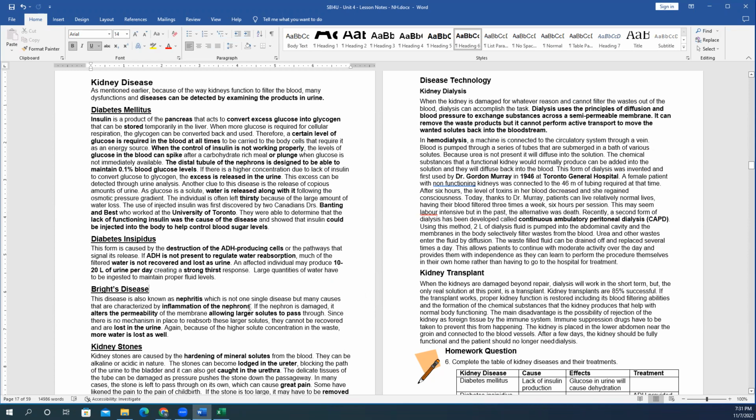And if the nephrons are inflamed, they're damaged, and this will affect the permeability of the membrane, allowing larger solutes to pass through. Since there is no mechanism in place to allow for the reabsorption of these larger solutes, they cannot be recovered, and so they get lost in the urine. And because of these higher solute concentrations in the urine, water also becomes lost as well.